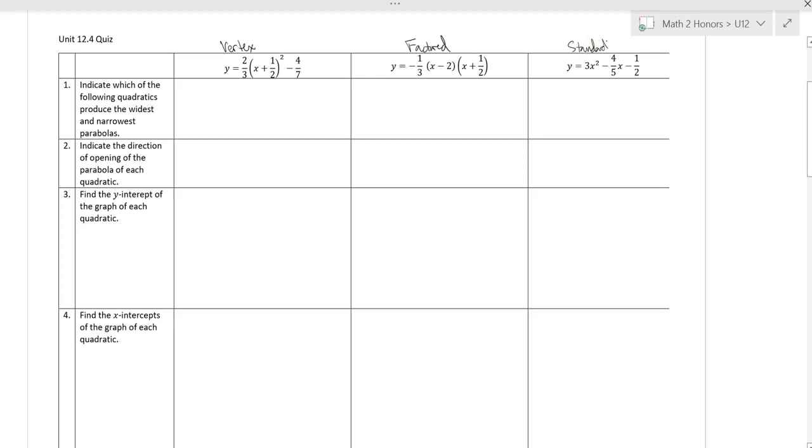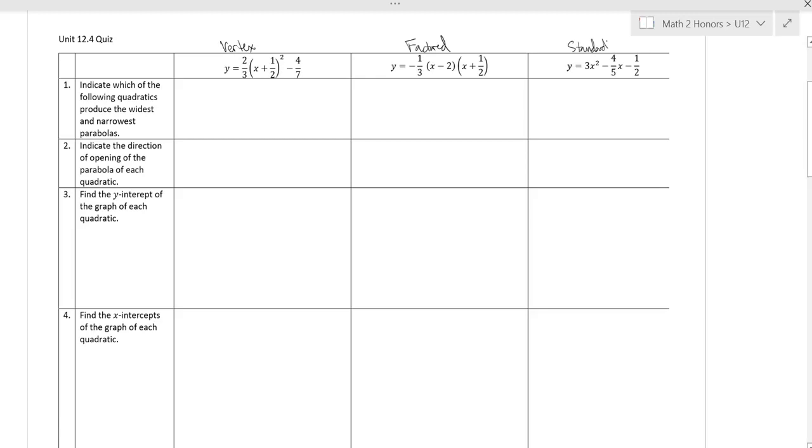I'm going to ask you to find certain things out about each one, and you do that based on the forms that they're in. So the first problem says indicate which of the following quadratics produce the widest and the narrowest parabola. If we were to graph these, which one would be the widest, which one would be the narrowest? And here is the key.